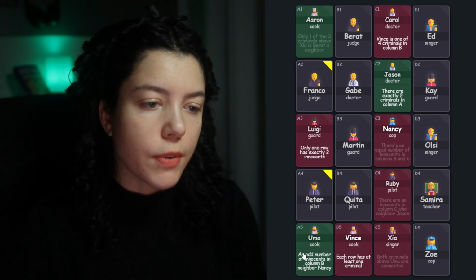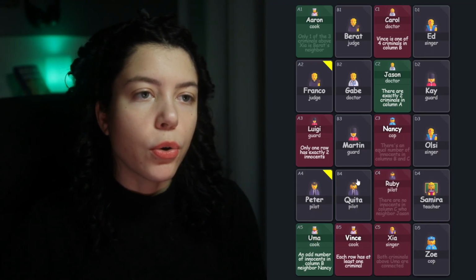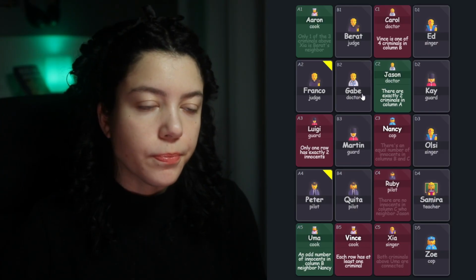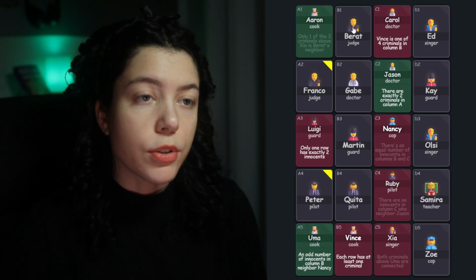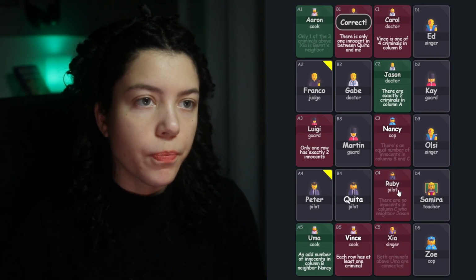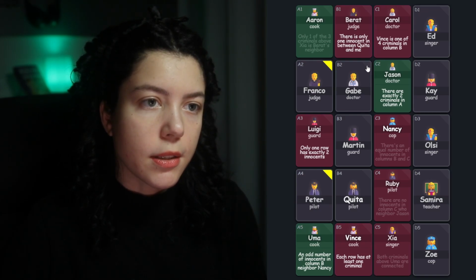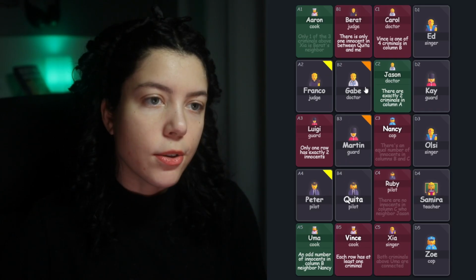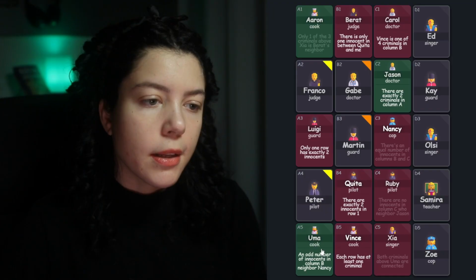Uma says that an odd number of innocents in column B neighbors Nancy. In column B, there's 3 people neighboring Nancy. And we know that there's only 1 innocent total in column B, right? So there's 1 innocent neighboring Nancy here, and that's the single innocent for column B. So Barrett, who is not neighboring Nancy, couldn't be an innocent. Now Barrett says that there's only 1 innocent in between Kita and him. So the innocent is either going to be Gabe or Martin. So we tag them as such. And we know that Kita is not that innocent, so she's a criminal. Now we don't need Uma or Barrett's clue anymore.